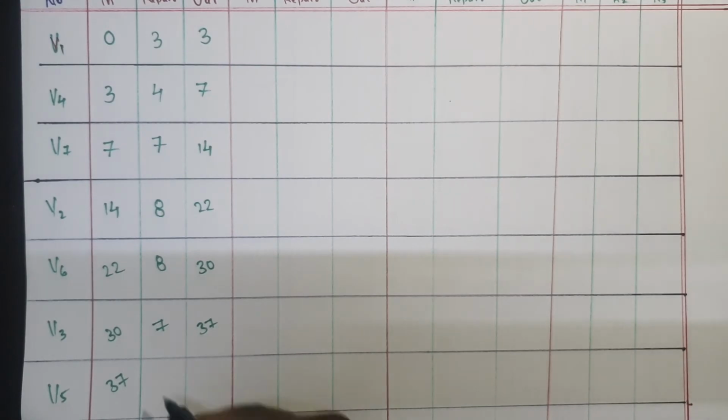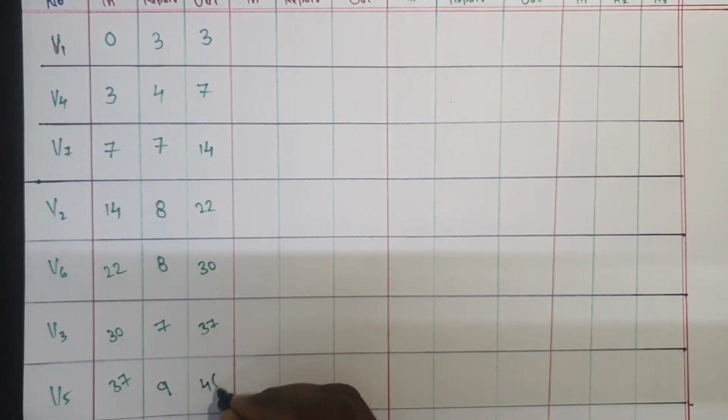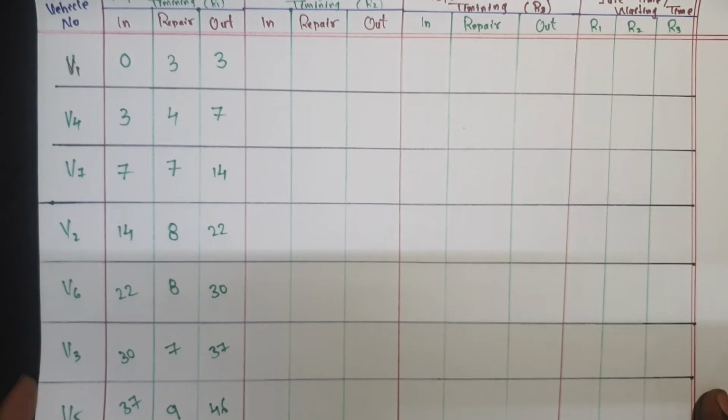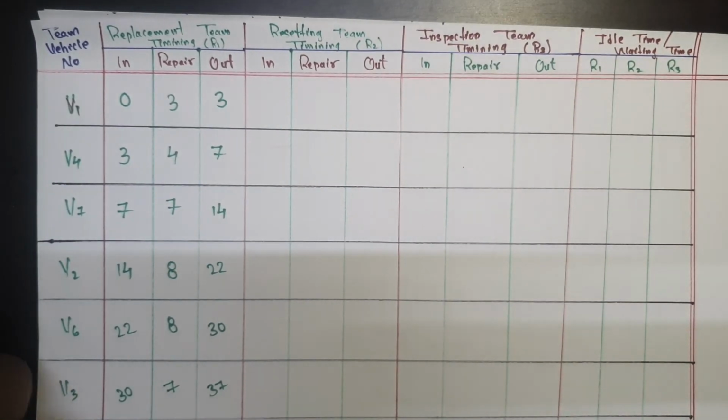After that V5, what is the value here? 9 is there. 37 plus 9, how much is it? 46. So here you can write the 46. Okay? Like this you can fill the first one. First one is known as the replacement item.